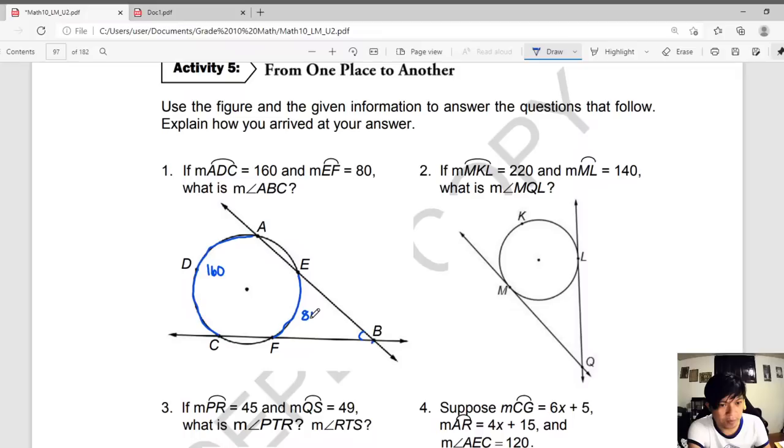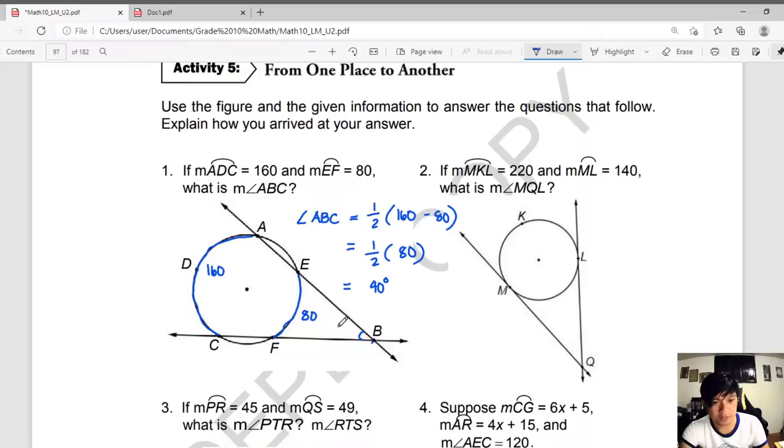So, ano ba yung sinasabi sa theorem? That if two secant lines intersect at the exterior of the circle, the measure of the angle formed, ito, is one half the positive difference of the two intercepted arcs. Ibig sabihin, angle ABC is equal to one half the difference of the measures of the two intercepted arcs. So 160 minus 80. So one half of 160 minus 80 is 80. So what is one half of 80? 40 degrees. So the measure of this one is 40 degrees.